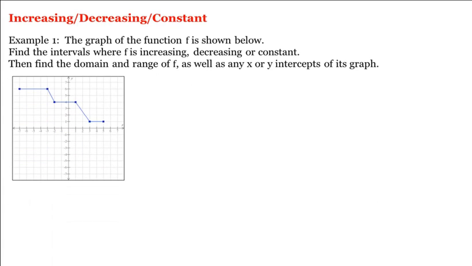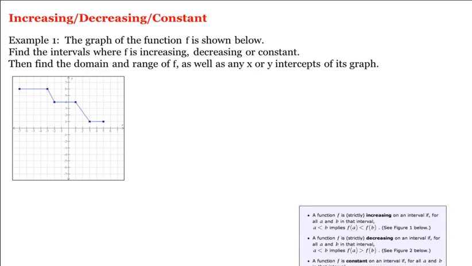Let's look at intervals where a function is increasing, decreasing, or constant. For example, the graph of the function f is shown below. Let's find the intervals where f is increasing, decreasing, or constant, and then we'll find the domain and range of f as well as any x or y intercepts of its graph. Now we have the following.